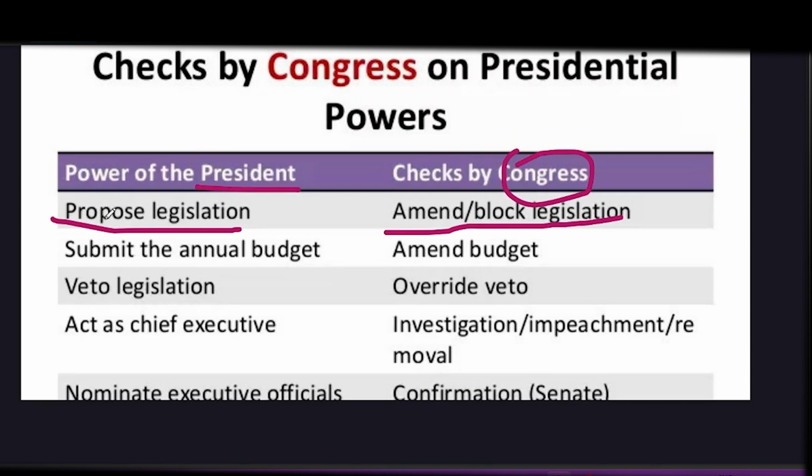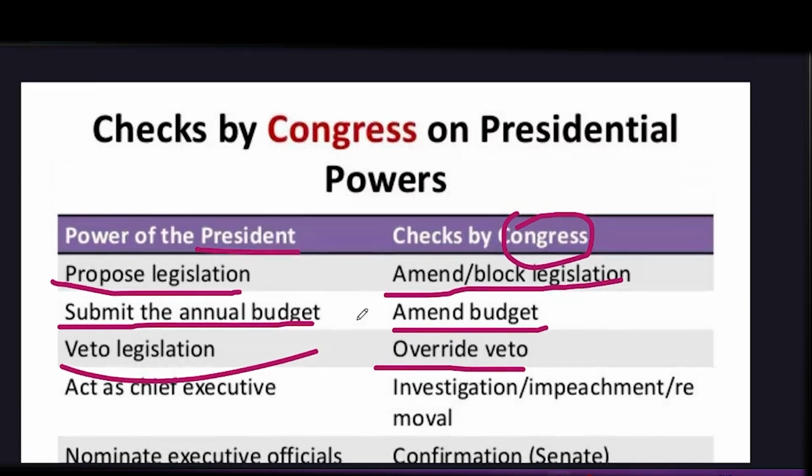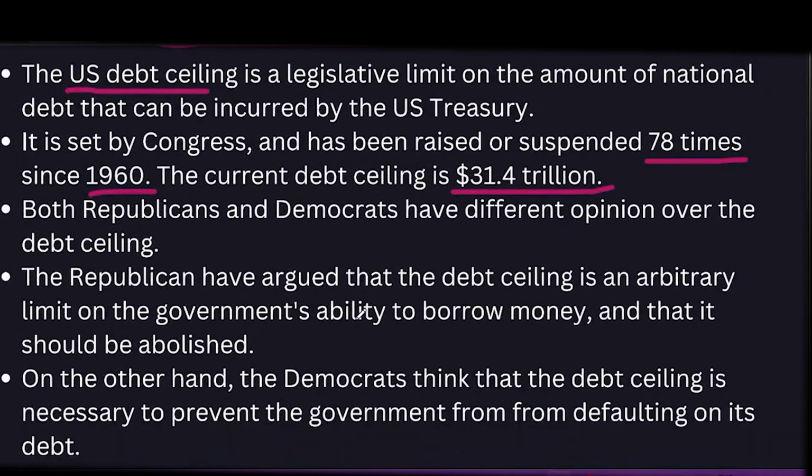If you look at that, the president can propose legislation, but the Congress, by vote, can reject it or amend it. The president can also submit the budget, but the Congress can also amend that budget. If the president vetoes something, Congress can also override that veto. So Congress has a lot of powers. And we will talk about the vote in Congress on this issue later. So let's talk about the history.